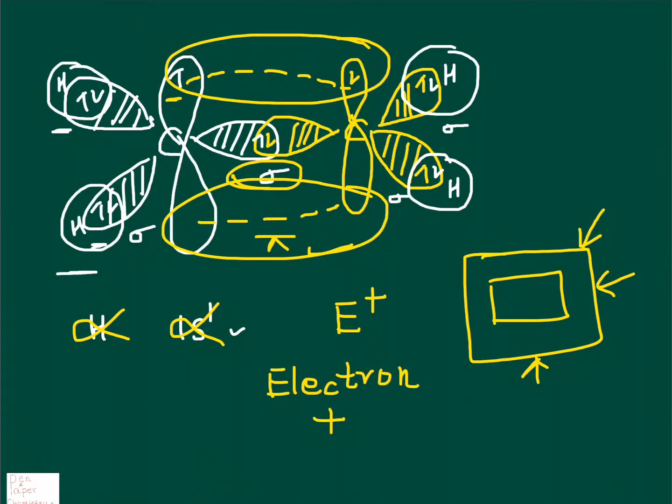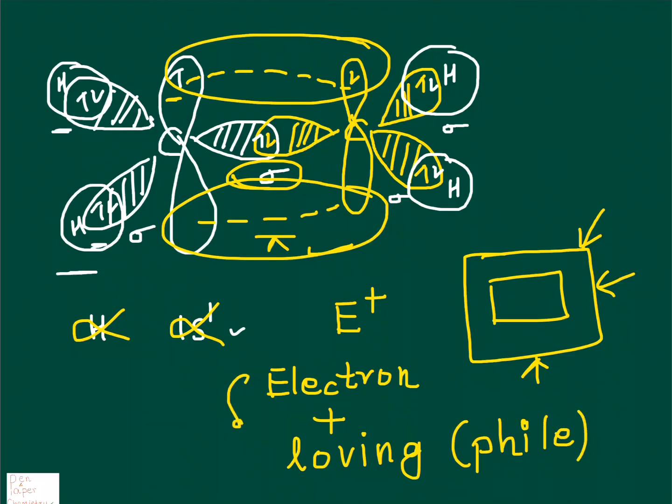right? And what is the word that we use for loving in chemistry? P-H-I-L-E. So this gives us a word called electrophile, right? So electrophiles are species which are short of electrons or which have positive charge on them. Mind you, they can also be neutral, but then in that case their octet may not be complete, they are still hungry for more electrons.